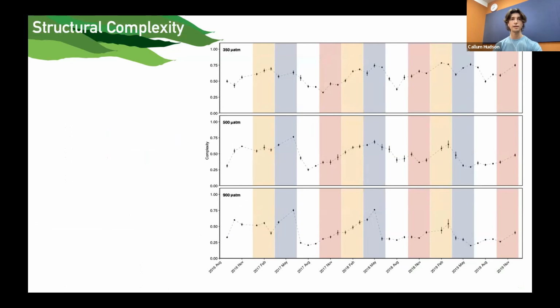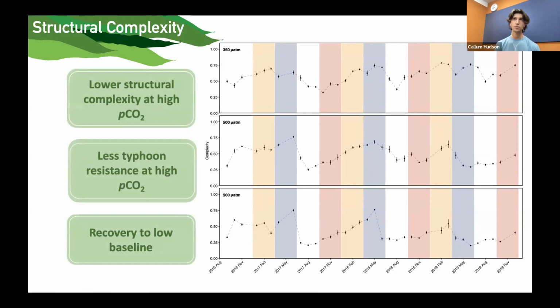So now if we go back and focus on the changes in structural complexity of these different communities, we saw that the acidified communities generally possessed a lower structural complexity, and this was again reduced further during this typhoon season. Now, whilst this complexity does appear to recover after typhoon disturbance, it only does so to pre-disturbance baselines, which again are lower than that of the reference communities, which maintain that higher level of complexity through time generally.